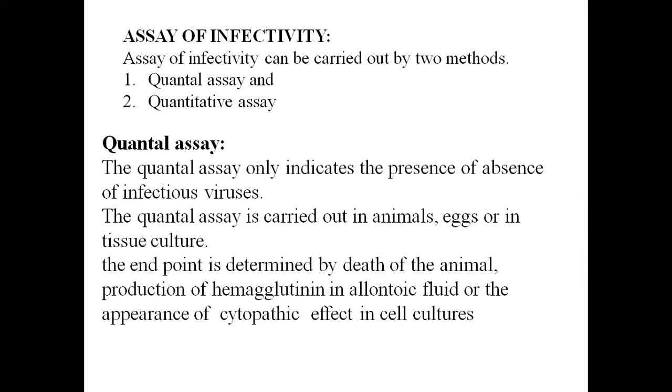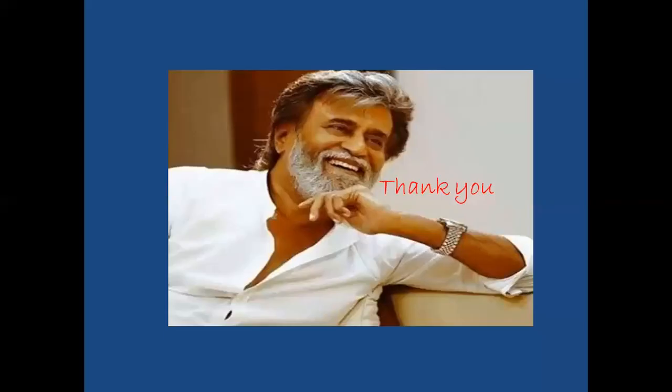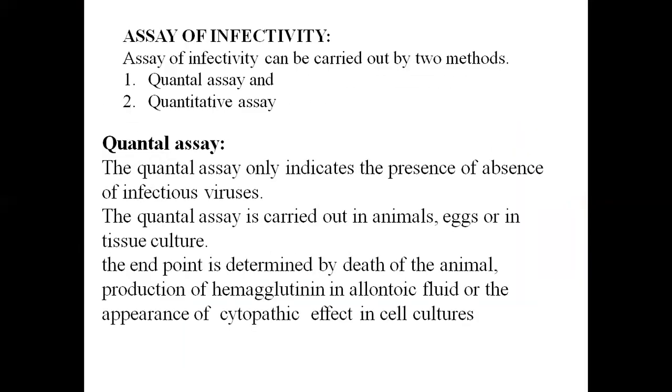Then assay of infectivity. There are two assays that we follow. One is the quantal assay and the other is the quantitative assay. The quantal assay indicates only the presence or absence of infectious viruses. It is carried out in animals, eggs, or in tissue culture. The end point is determined by the death of the animal or production of hemagglutination in the allantoic fluid.